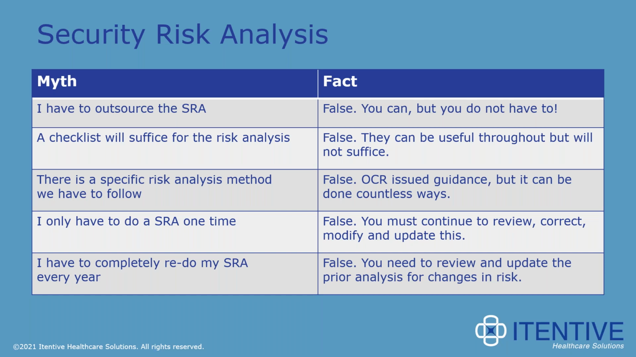Next one, I only have to do an SRA one time. Again, false. To comply with HIPAA and MIPS, you have to continue to review, correct, or modify and update those security protections and risks. Again, you don't need to recreate the wheel each year, which is our next one here. I'm giving it away. Each year I'll have to completely redo my security risk analysis.